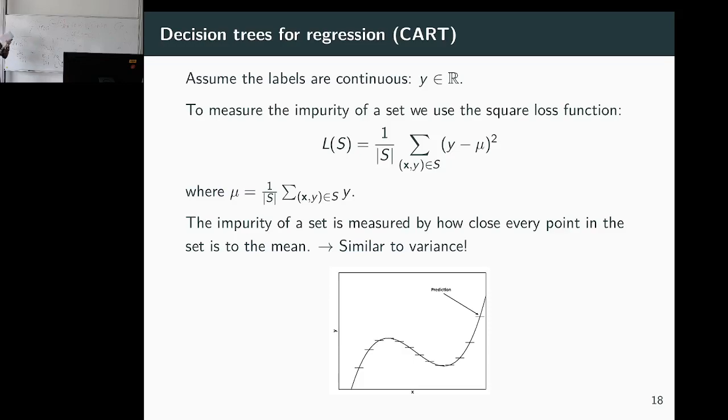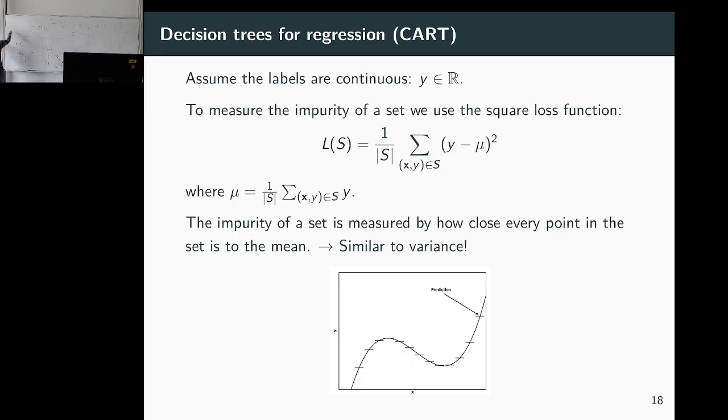And if our variation, or variance, you maybe already saw that the formula is basically the formula of variance. So if our variance in a set is high, that means we need to keep on splitting. And this is basically the only difference between classification and regression. Such algorithms are called CART, classification and regression trees, if you ever heard of this. And basically the only difference is the loss function.